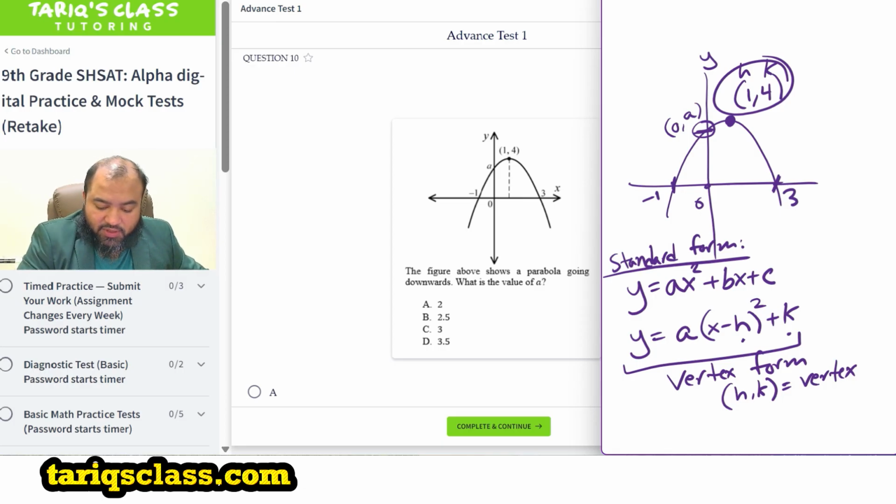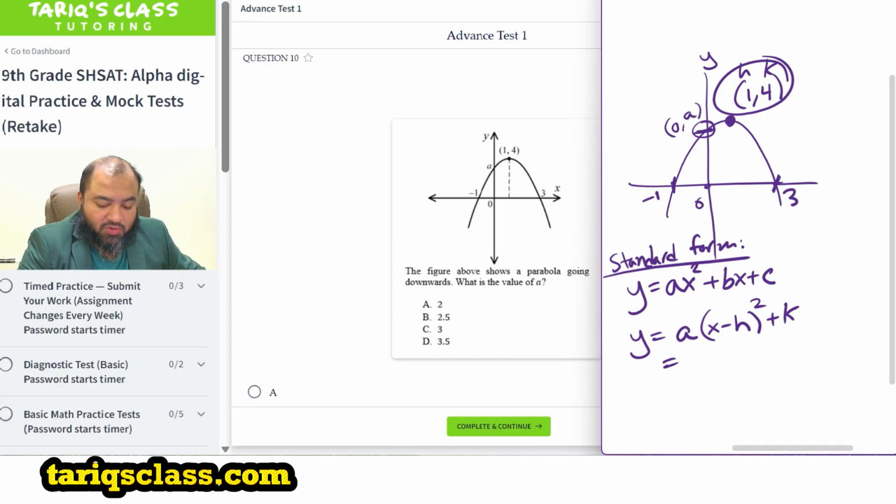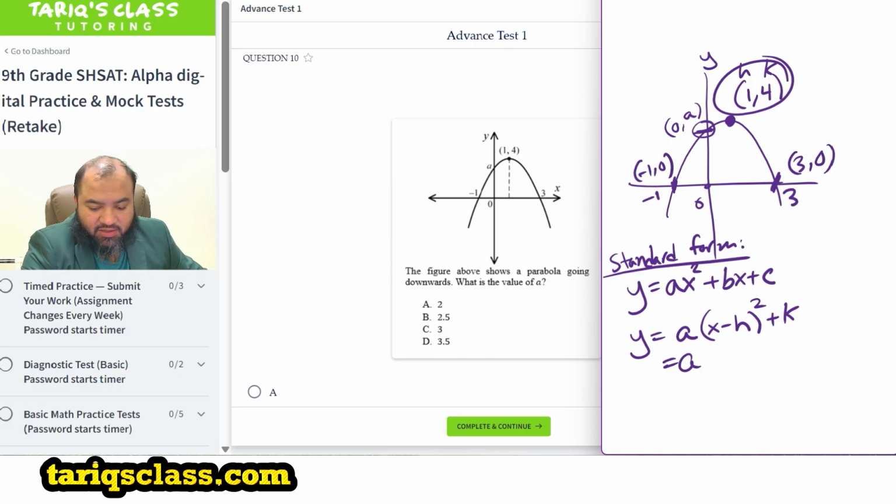All you have to do is, on this vertex form, you just plug in. This a, by the way, is a different a from the one on the image. We don't know what this a is yet. But x and y could be any of the points. We could use this point, 3, 0, and this point, -1, 0. Either way, this is x, y. So the vertex form is y equal to a times (x minus h) squared plus k. We can use this point here, 3, 0.